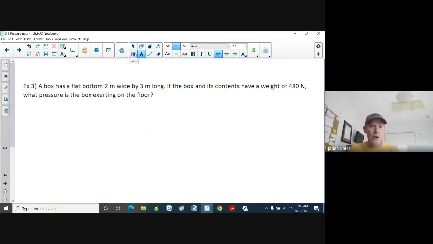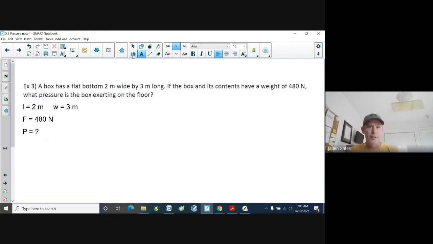All right, so first off, the box is rectangular and we have a length and a width. So I'm going to go with length is 2 meters, width is equal to 3 meters. Now the weight, what is that? That is telling us the force that is applied on the floor. So that's our 480 newtons. Now we want the pressure, and that's a question mark. We don't have that.